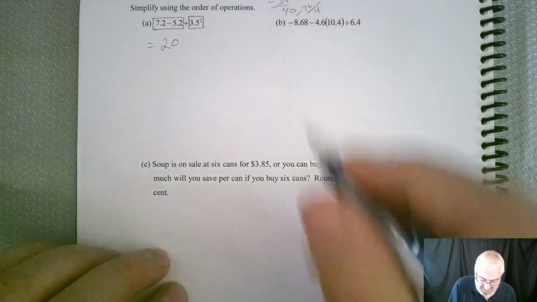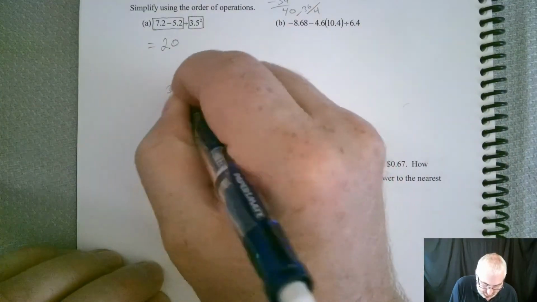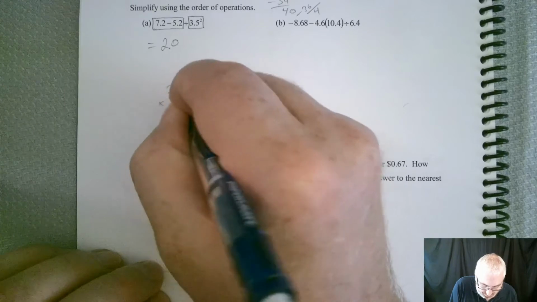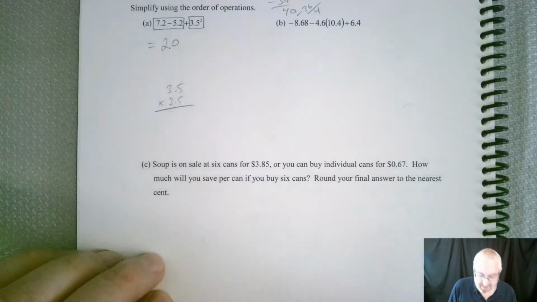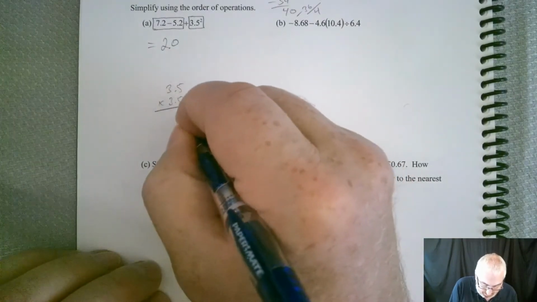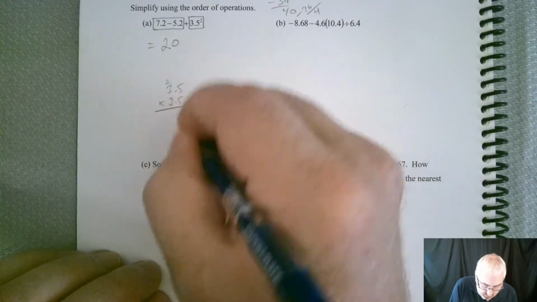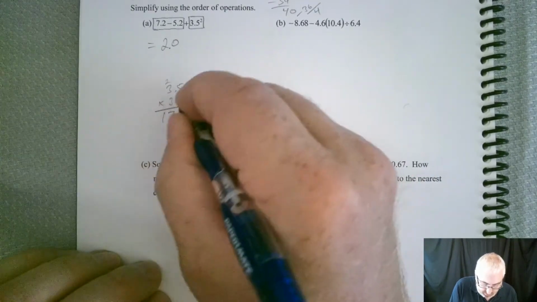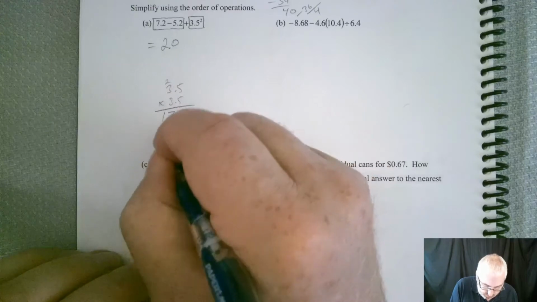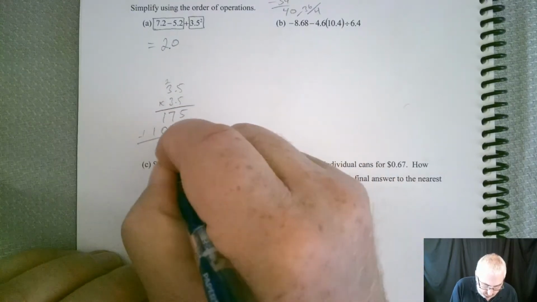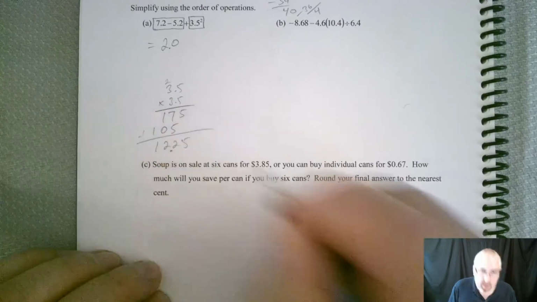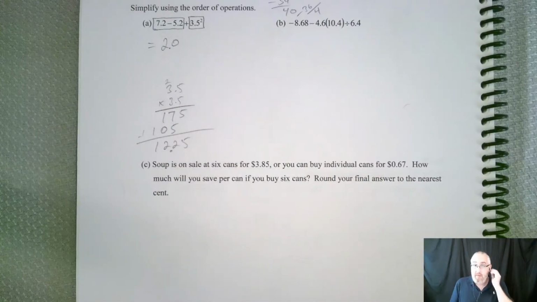It's not 7. Be careful. 3.5 times 3.5 is what that's equal to. So if you multiply this out, carry a 2, 17, 15 carry a 1, 10. Add this up, looks like 1, 2, 2, 5. So 12.25 should be your answer for that.